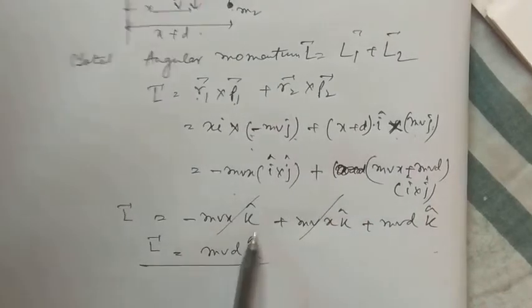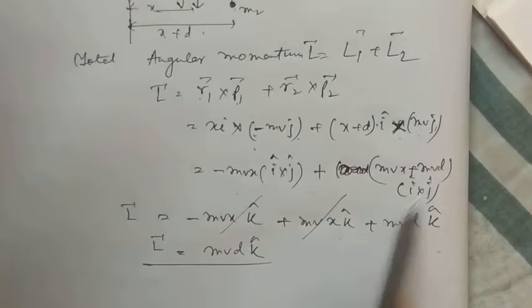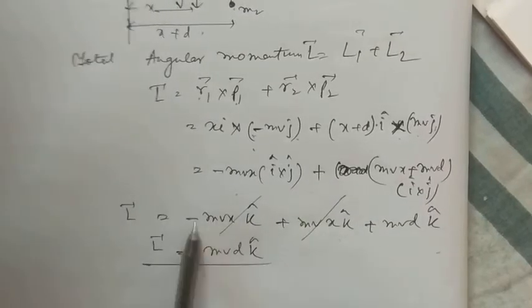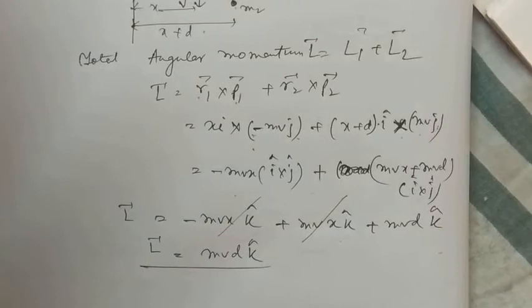I cross j is k. Here i cross j is also k. Here i cross j is also k. So these two terms eliminate each other, and the remaining is mvd into k cap.